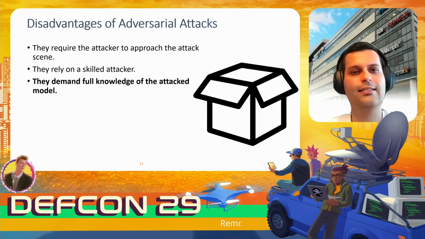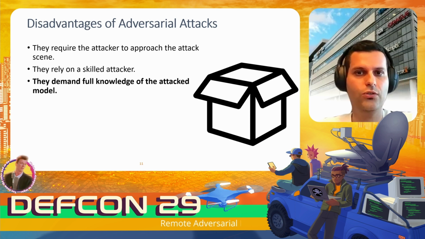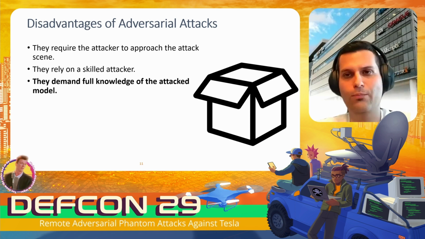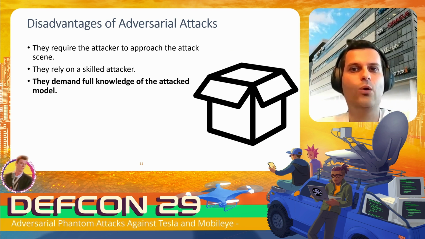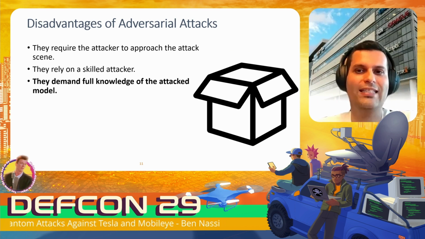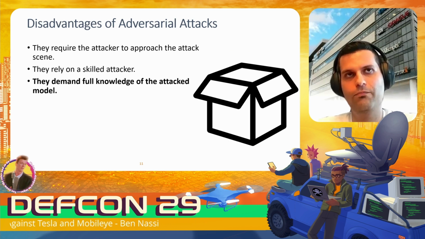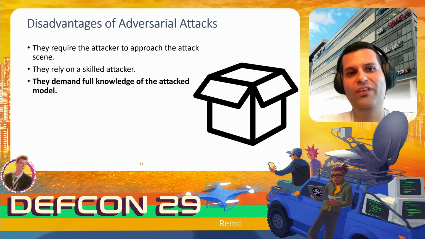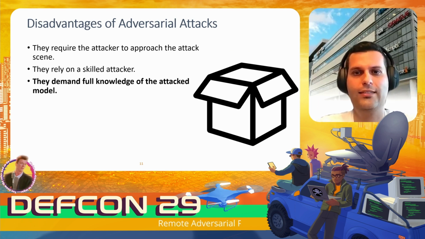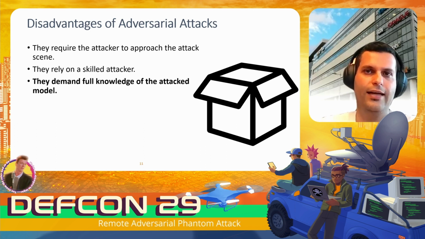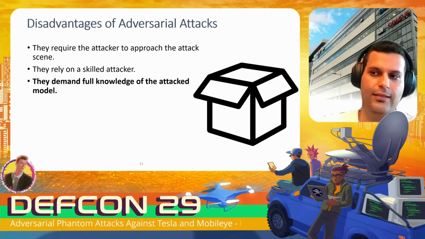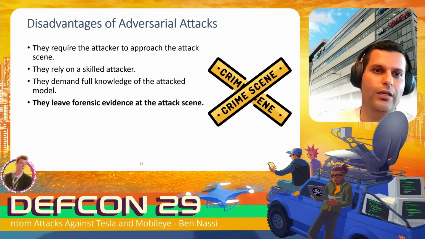Also, some of the attacks demand full knowledge of the attacked model. These are called white box attacks. They require the attackers to extract the algorithm that is used by the AI in order to attack it. As a result, they have a very tough preliminary stage at the beginning in order to start the attack.